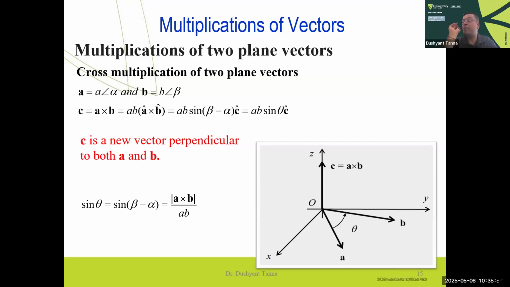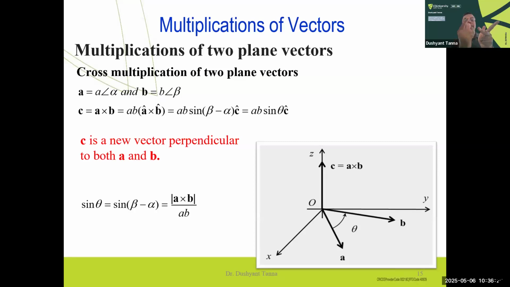Yeah, refresh your memory if you've seen that thing. So why is it called the right-hand thumb rule? Say vector A is like this, and vector B is like that. That's vector A, that's vector B. So A cross B follows the right-hand thumb rule. So that goes like that.